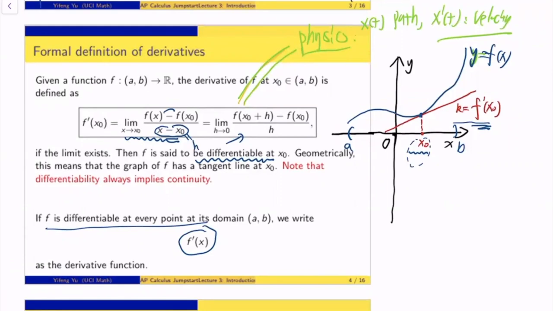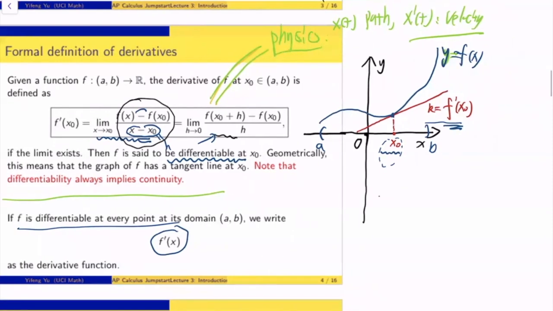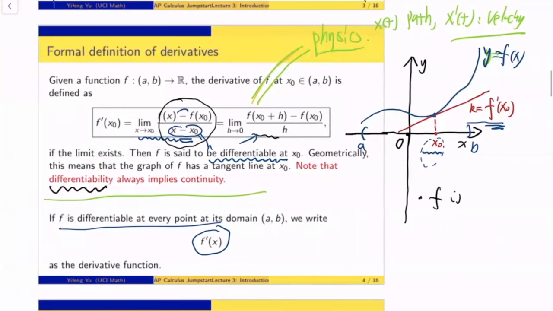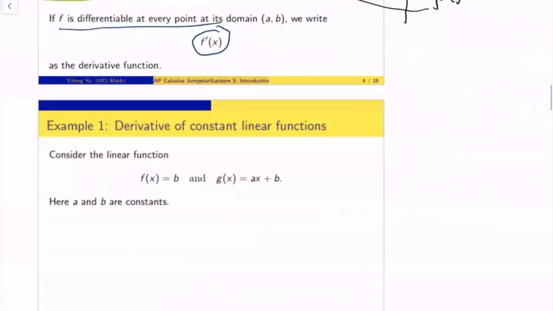Now, when you look at differentiability, if the function is differentiable, clearly it has to be continuous, because we want the ratio to exist. If there's a jump, then you cannot have a tangent line. So both geometrically and analytically, we know that if f is differentiable, it implies it's continuous. All right, now let's look at several examples.